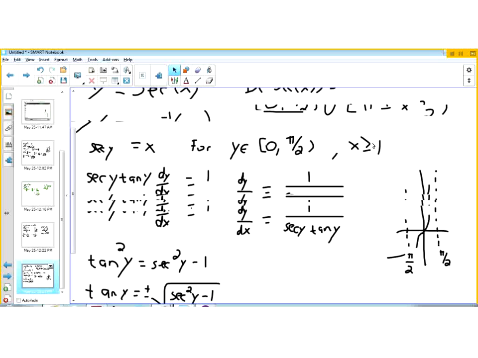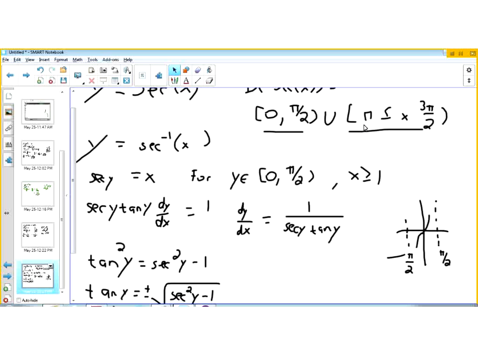And also, the same result will hold for the interval from pi to 3 pi over 2. So if we look at the graph of the tangent function, here's pi, and here's 3 pi over 2. 3 pi over 2 is a vertical asymptote.